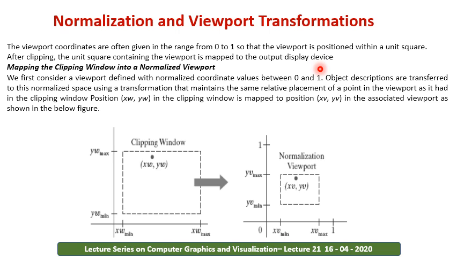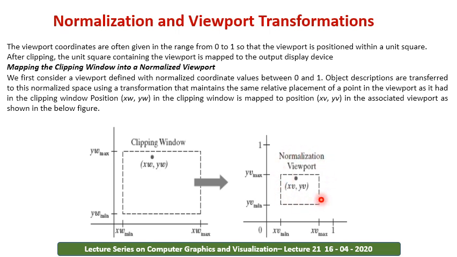We first consider a viewport defined with normalized coordinates ranging from 0 to 1. This is the normalized viewport, ranging from 0 to 1 in the x direction as well as in the y direction. And the object descriptions are also transformed. This is the object description we want to transform. According to this example figure, the object we are displaying within the clipping window is a point, which has xw and yw as coordinates. That will be transformed to the normalized viewport.